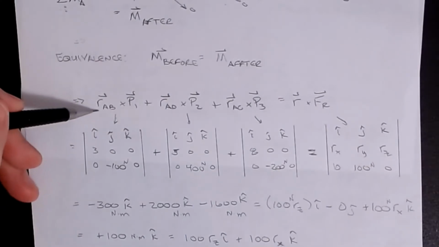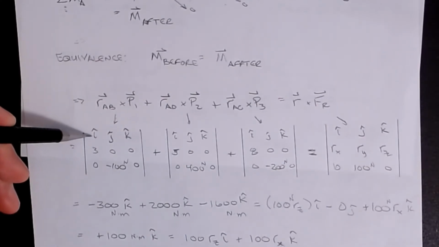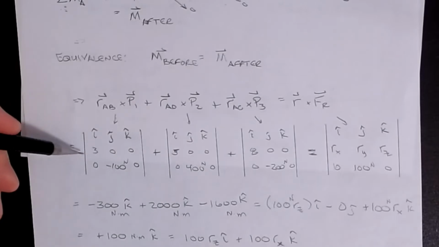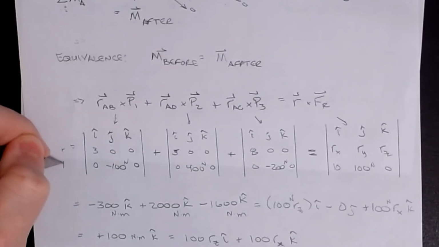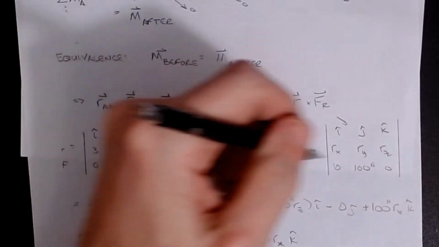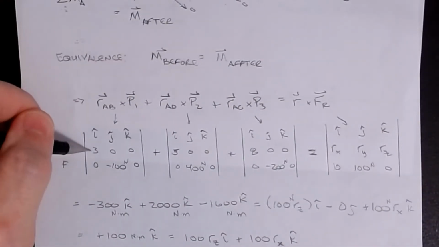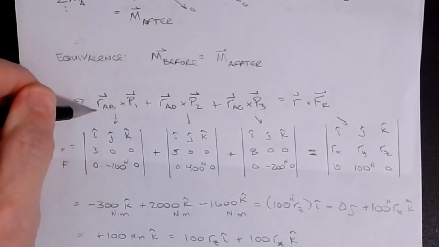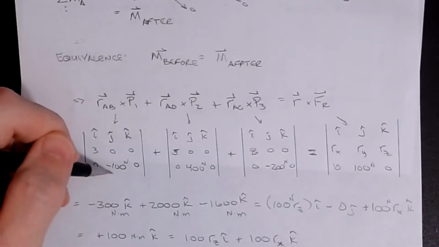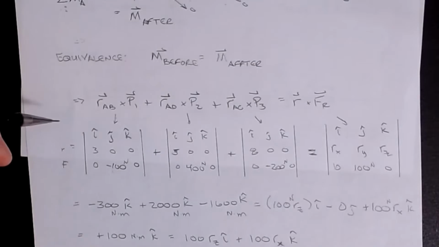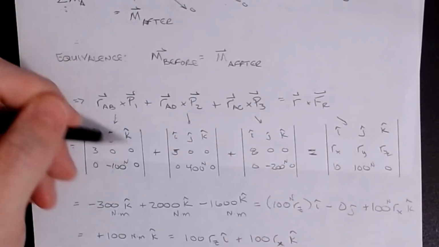So the first one, I knew RAB, I knew P1, so remember IJKs go across the top. I'm doing an R on this line, I'm doing an F on this line, so R's are always on the second row, F's are always on the third. And what do we know? RAB is a 3, 0, 0 vector, that's what we define. P1 is a 0, minus 100, 0. So that gets me that, and that is a solvable quantity.